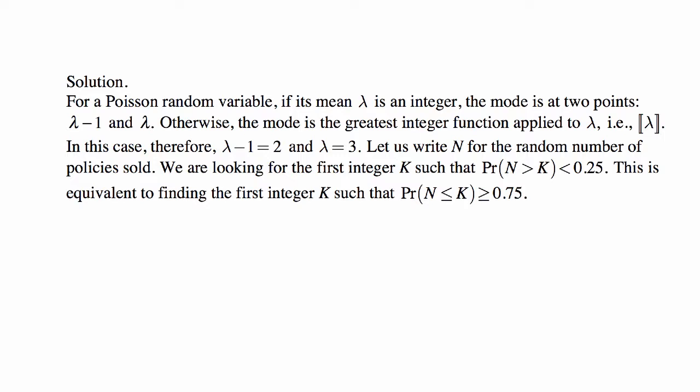In this case, we are told that the mode is at 2 and 3. That means that lambda minus 1 is 2 and lambda is 3, because for an integer value of lambda, the mode is at lambda minus 1 and lambda. So let us write N for the random number of policies sold in this problem. We're looking for the first integer k such that the probability that N is more than k is less than 0.25, and that's equivalent to finding the first integer k such that the probability that N is less than or equal to k is greater than or equal to 0.75. Now k is just a number here, it's not a random variable. N is a random variable.